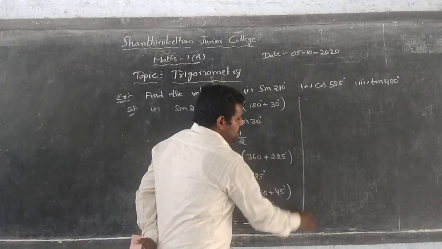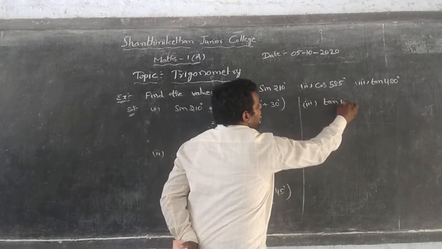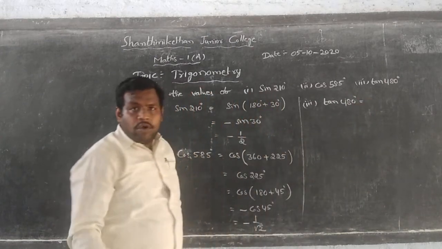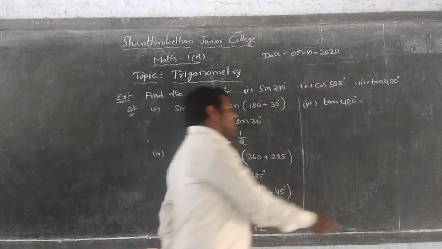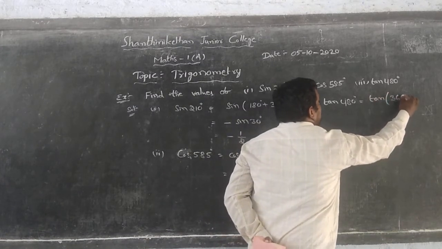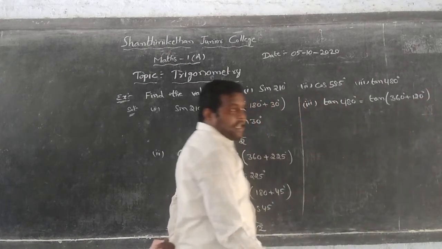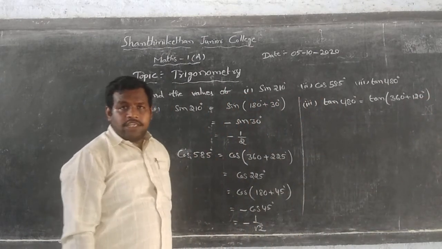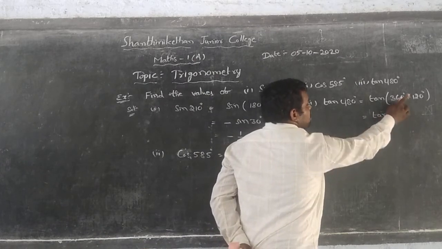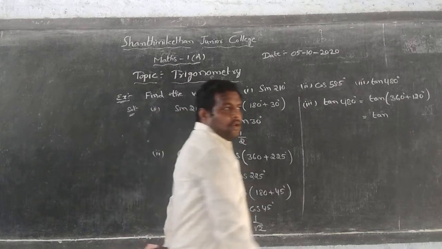And the next, third one, tan 480 degrees. We don't know the value of 480 degrees. By using related angles, 480 can be written as 360 plus 120 degrees. 360 plus theta is in which quadrant? First quadrant. In the first quadrant, all ratios are positive. 360 is an even multiple. If the angle is an even multiple, there will be no change.